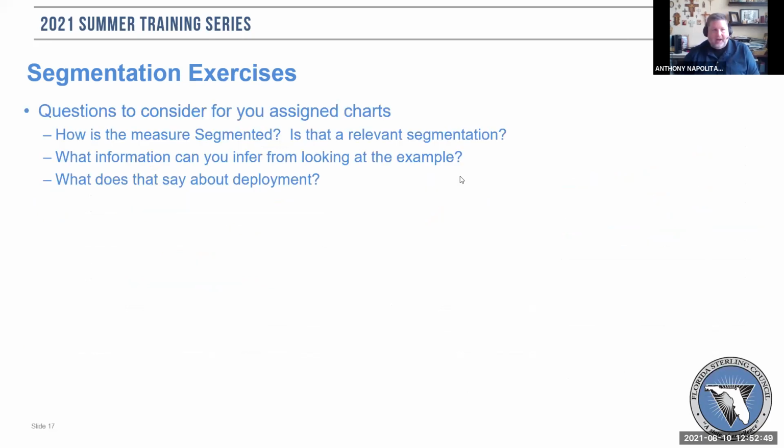So we're going to go to our exercises. We're going to go to 7 minutes because we're going to be over. Questions to consider for your assigned chart. How is the measure segmented? Is that a relevant segmentation? What information can you infer from looking at the example? And what does that say about deployment?